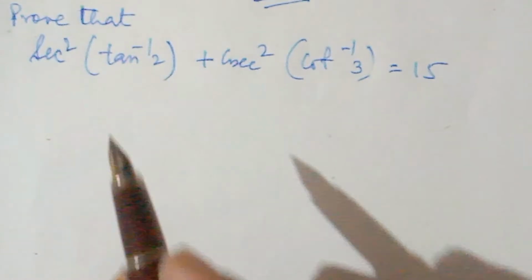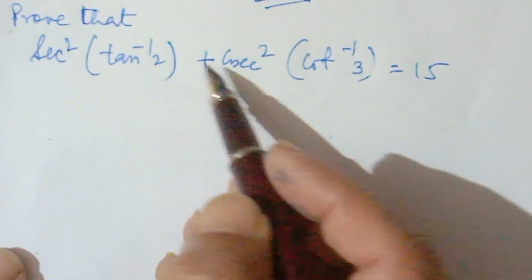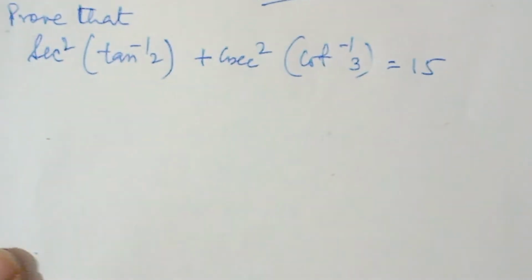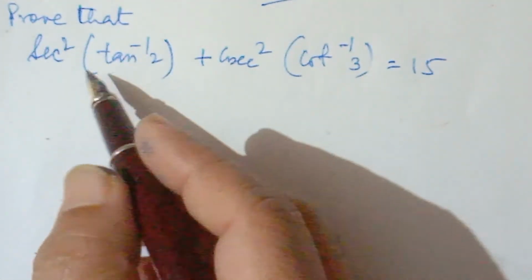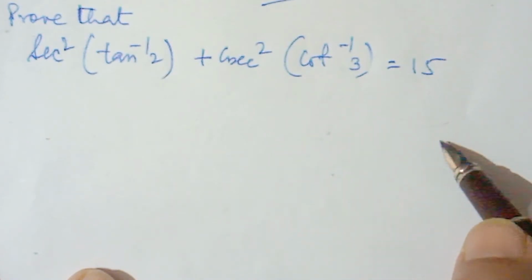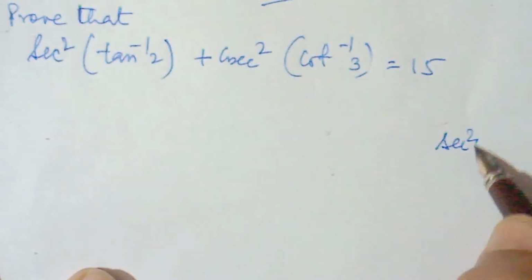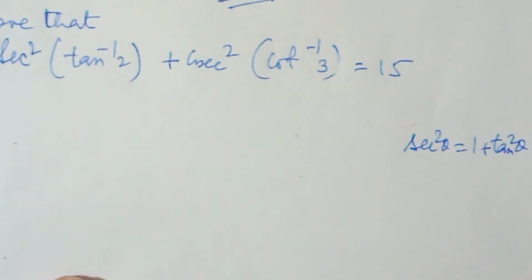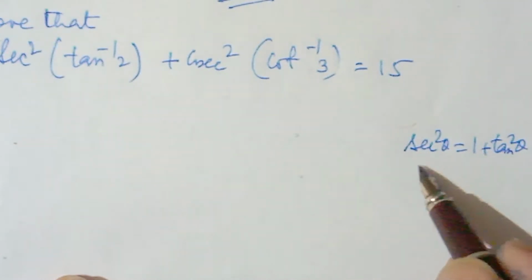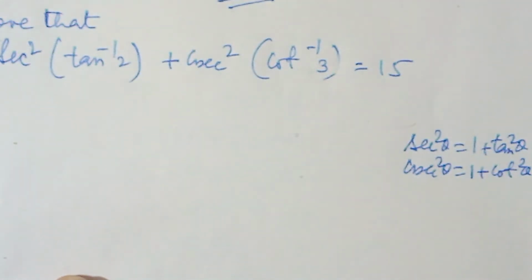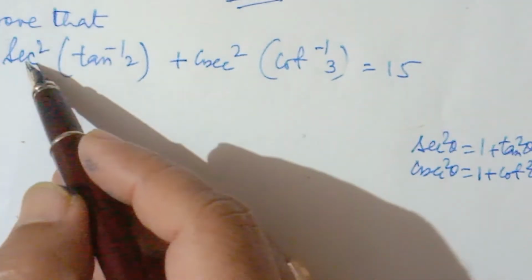So next question is, prove that sec square tan inverse 2 plus cosec square cot inverse 3 equals 15. So here again sec and tan are given, and as you know the previous formula what we have used, that is sec square theta equals 1 plus tan square theta. So this you can use here. Sec square theta equals 1 plus tan square theta, and cosec square theta equals 1 plus cot square theta.